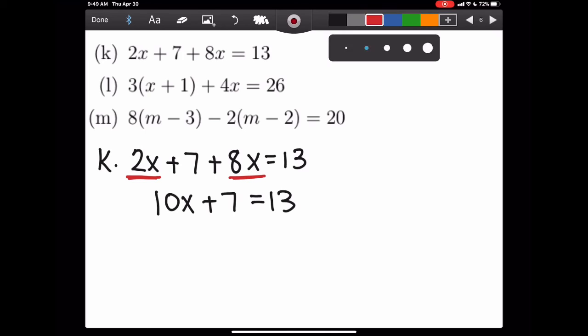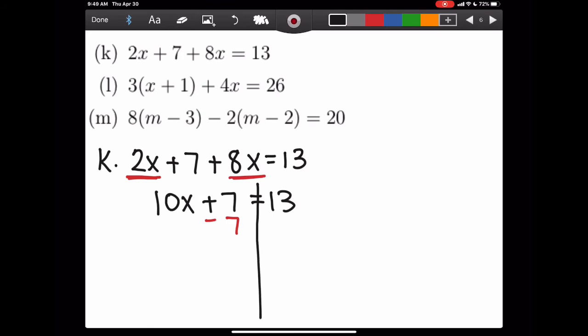So let's move this 7. It's positive, so let's make it negative. If you do it on one side, you must do it on the other. These will cancel out. So I'll be left with 10x is equal to 13 minus 7, which will be 6. Okay? I'm multiplying now 10 times x, so I have to divide by 10 to isolate that x.